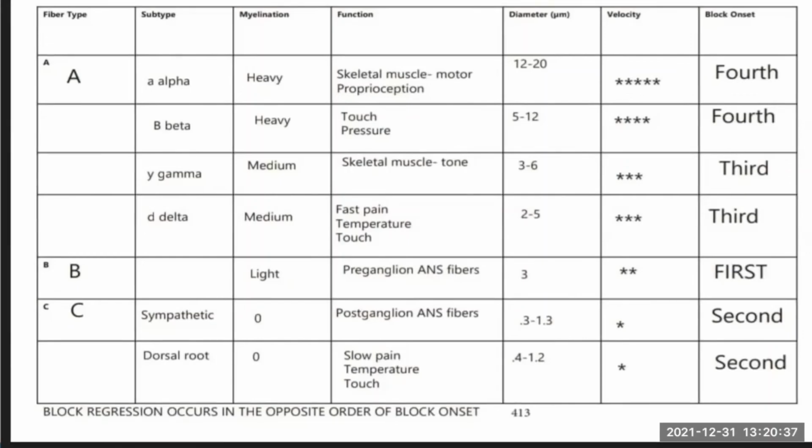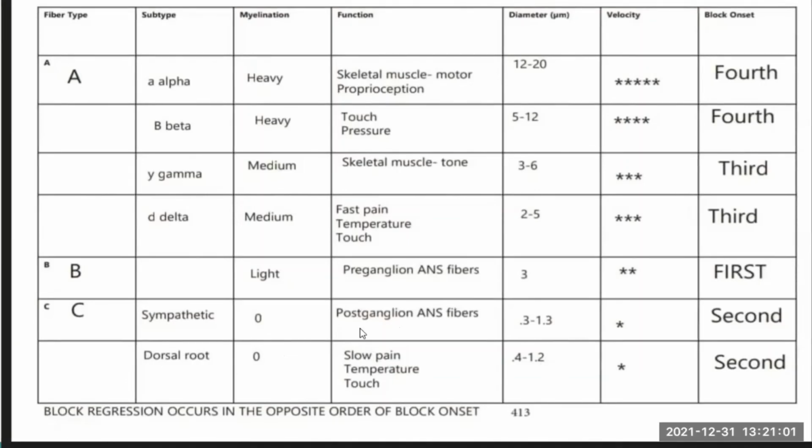And then the last but not the least is our C fibers. The C fibers also control the sympathetic, which is at the level of your postganglionic. So these are going to be blocked shortly after you deal with the preganglionic. You might see this at a later time, but it's not as fast as when you block your B fibers.